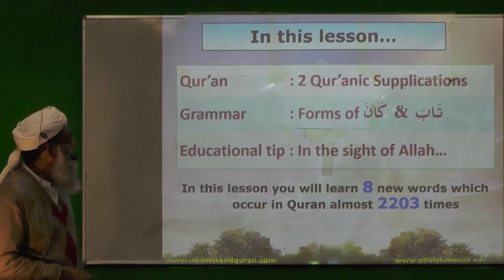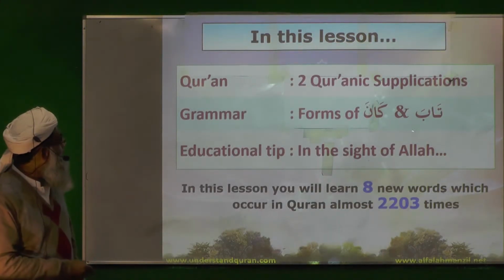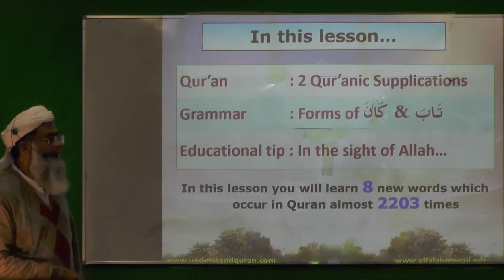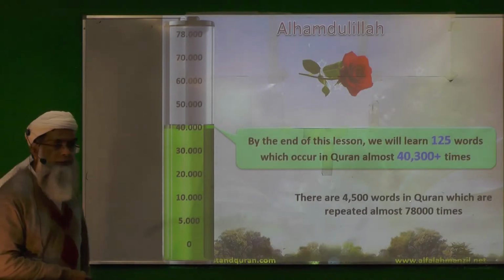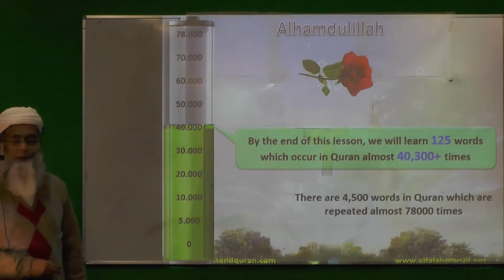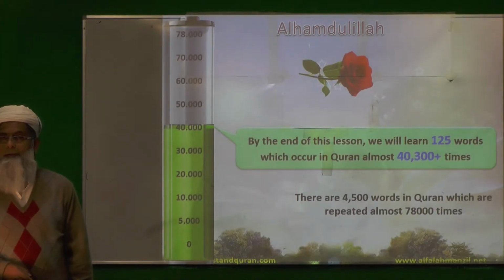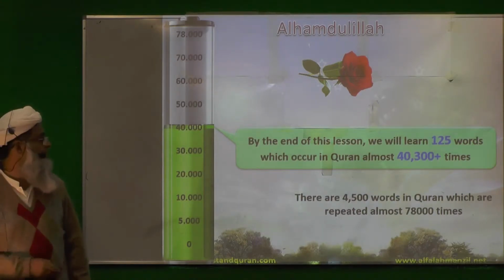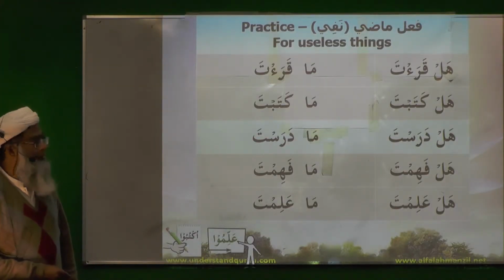So lesson 19 is about du'as. Now these are du'as after salah, and we shall learn inshallah two new verbs, taba and kana. And inshallah, by the end of this lesson, we would have learned 125 words that occur in the Quran with repetition, 40,300 times plus. Say Alhamdulillah. So let's start with Hal Qara'ta.